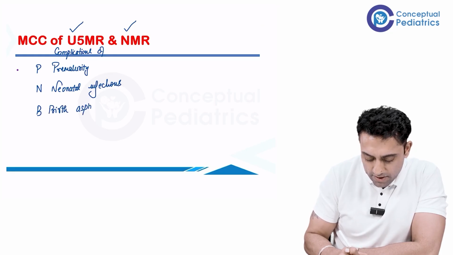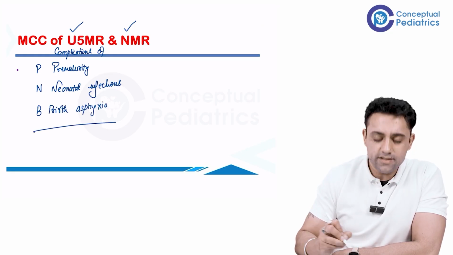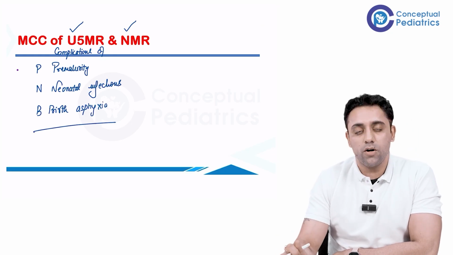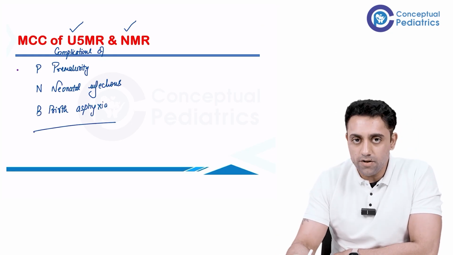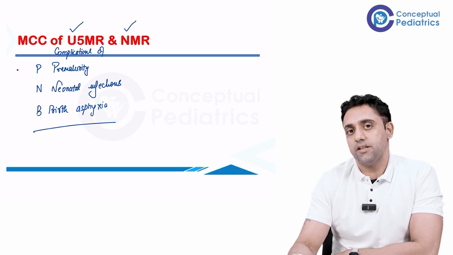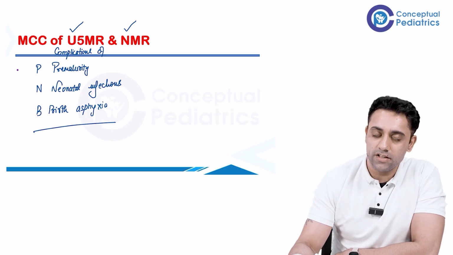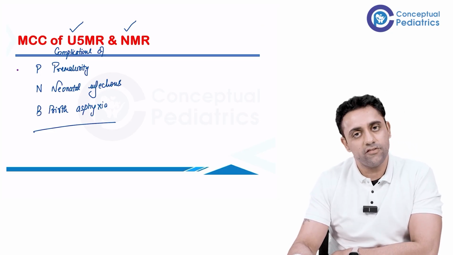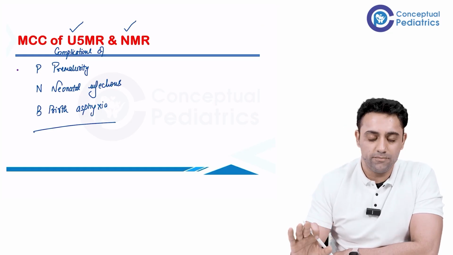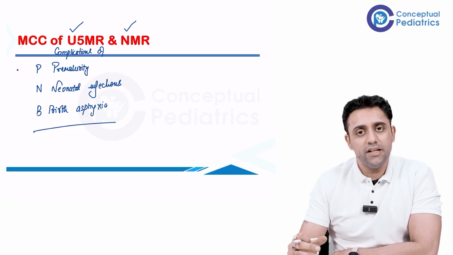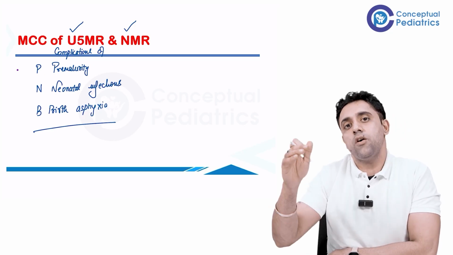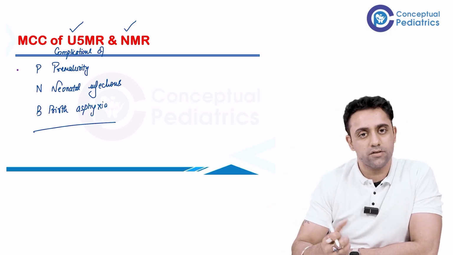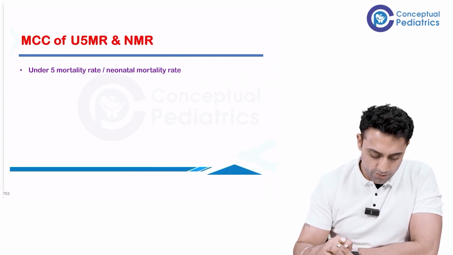All these three things are the most common cause of neonatal mortality rate and under 5 mortality rate. So prematurity, neonatal infections, and birth asphyxia, PNB is the mnemonic for this. In one of the AIIMS questions, they also asked regarding the ascending order of the most common causes. So this is the ascending order you should know.